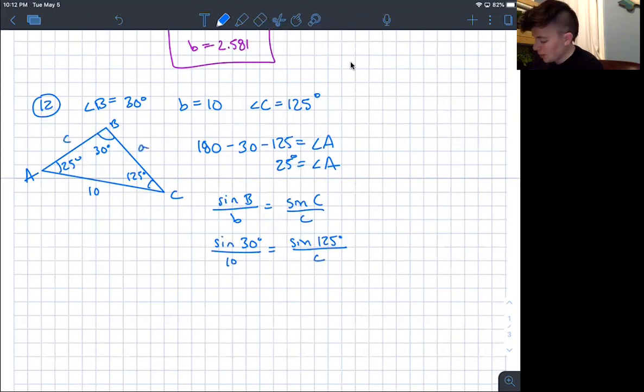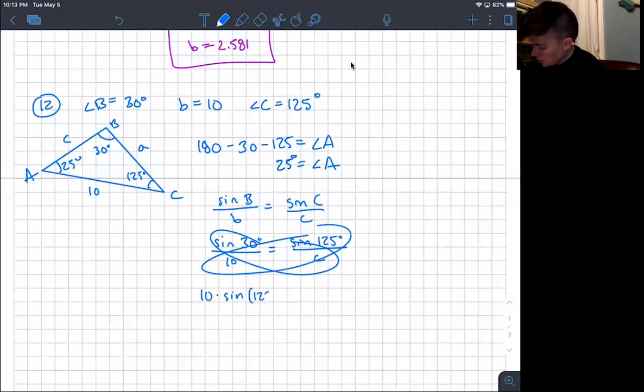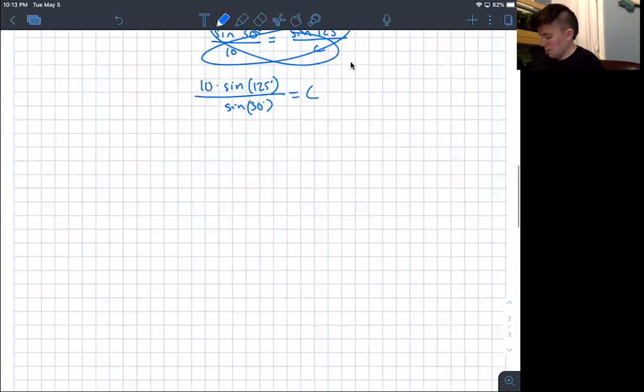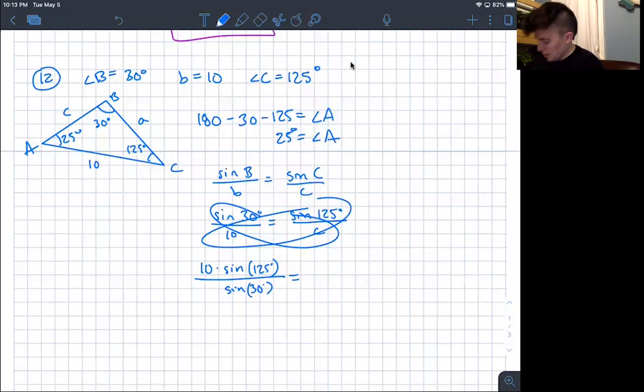I didn't finish labeling my triangle, y'all. I'm falling behind. Okay, using some fancy cross multiplication, I know that 10 times the sine of 125 degrees divided by the sine of 30 degrees is equal to side, whoopsie, I wanted to make that a little c, side C. So let's do that in here. 10 times the sine of 125, and then divided by the sine of 30. So 16.383 is equal to C.